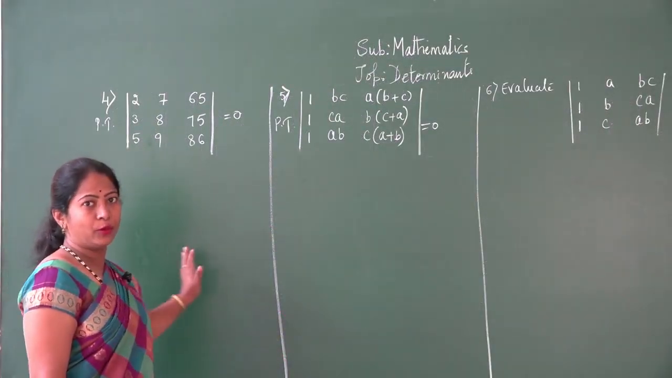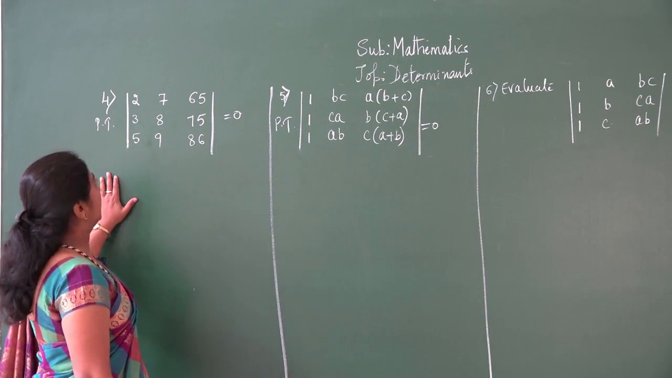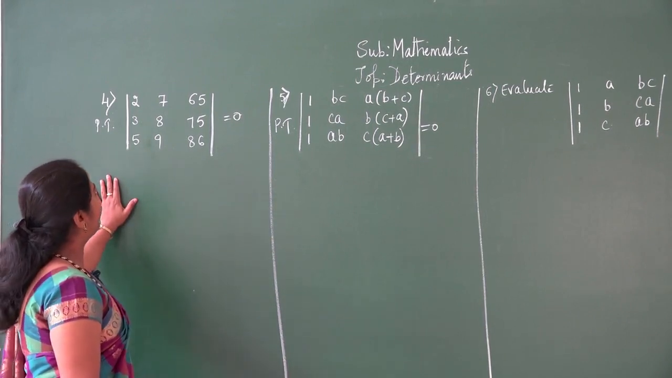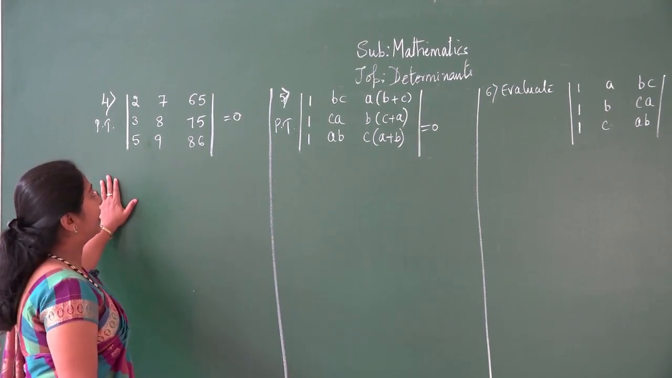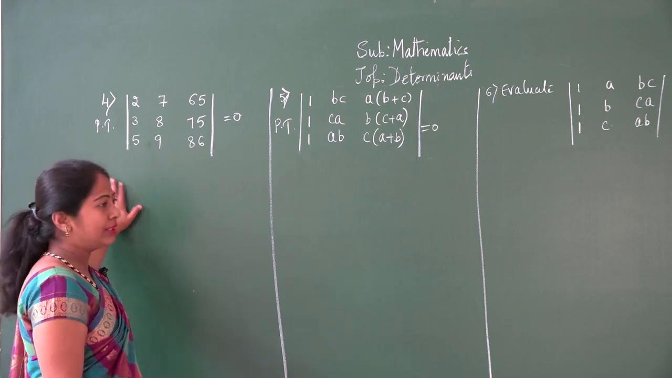Moving on to the next problem we have. Prove that the determinant of 2, 7, 65, 3, 8, 75, 5, 9, 86 is equal to 0.